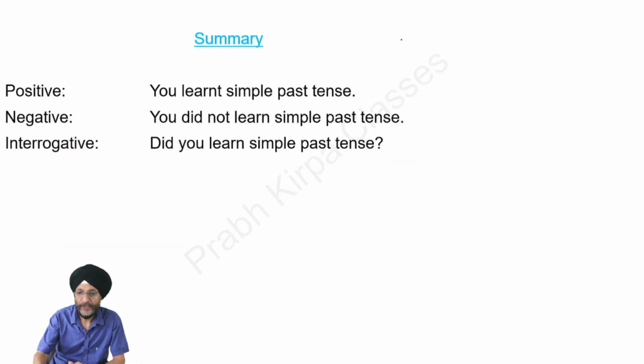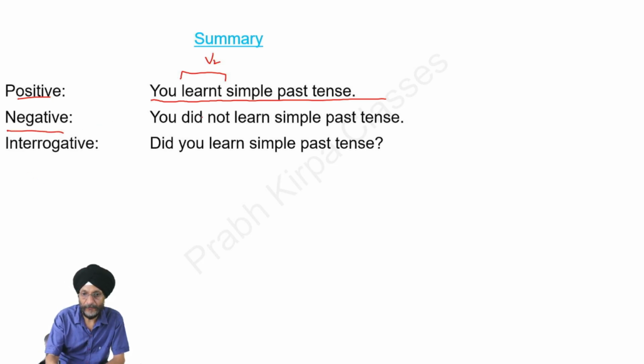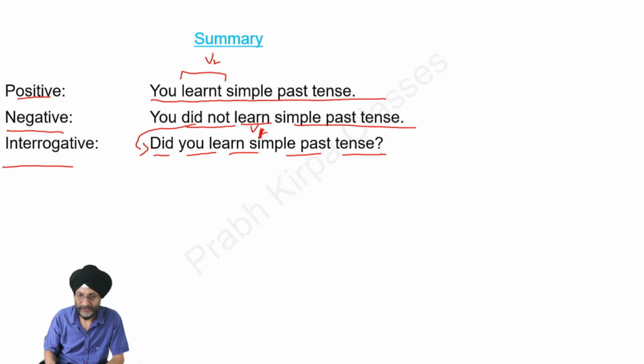Here is the summary of past simple tense. If it is a positive sentence, for example, you learned simple past tense. Learned is the second form of the verb. If we make it negative, then we use did not and we use the first form of the verb. You did not learn simple past tense. If we make it interrogative, we use did at the start of the sentence. Did you learn simple past tense?